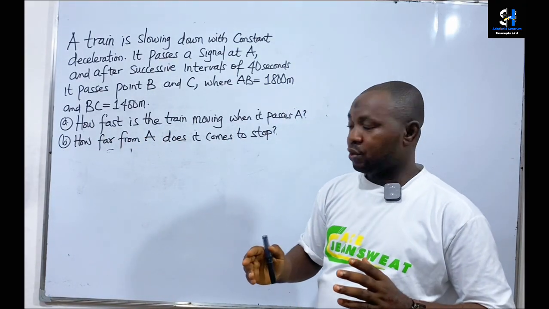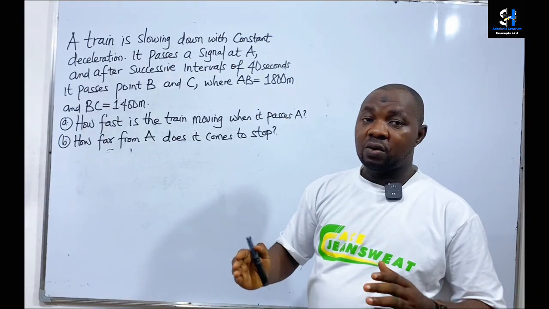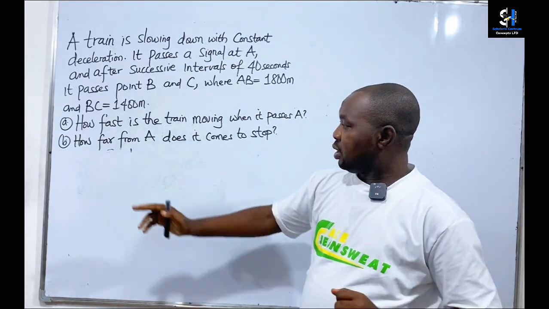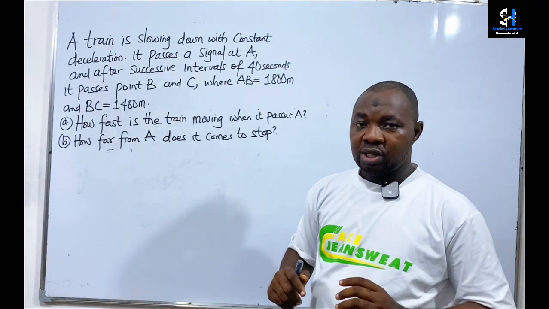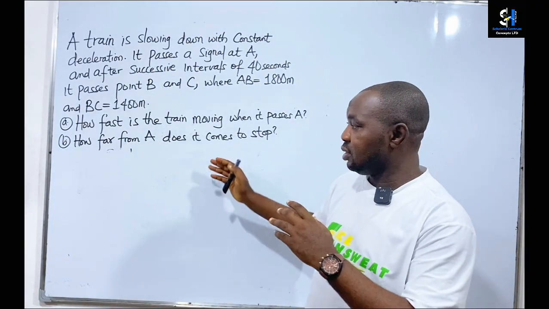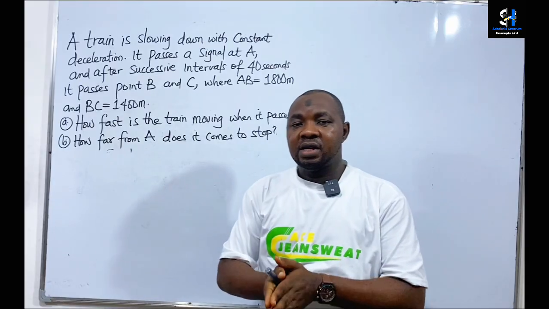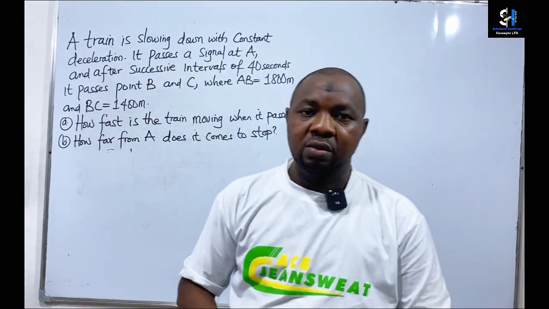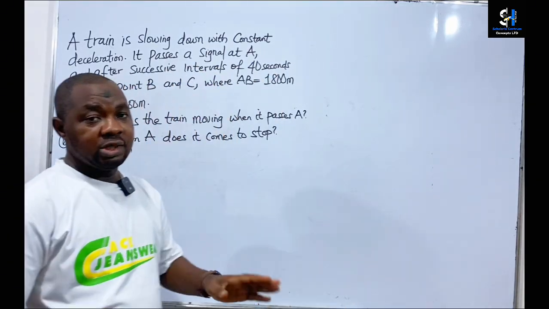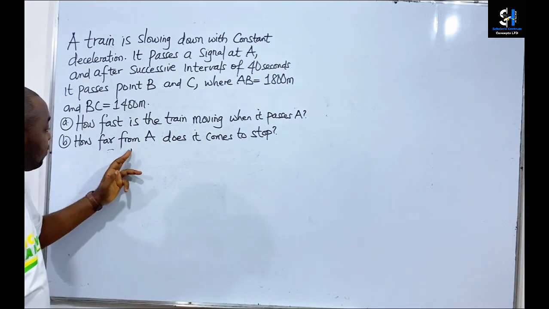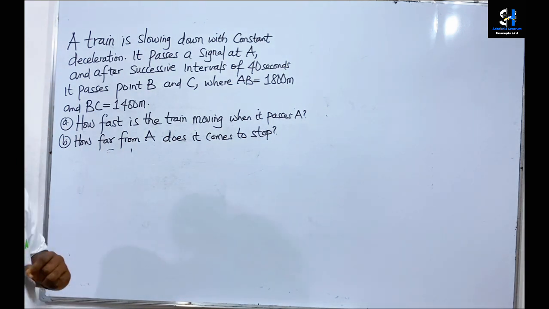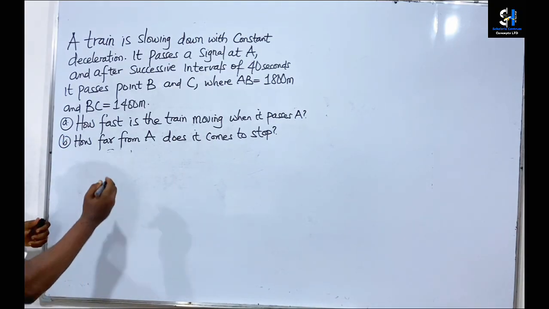Now, the first task is for us to calculate how fast the train is moving when it passes A, and that will be the initial or starting velocity. Then, how far from A does it come to a stop? That will be the distance. In this case, the final velocity must be equal to 0, because the question reads how far from A does it come to a stop.